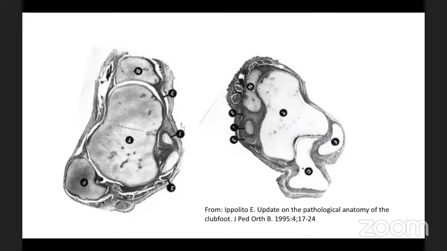These pictures are from Ippolito's paper and show cross sections through the level of the tip of the medial malleolus. On the left, the pathological left foot seen here on the right shows the displacement of the navicular with the exposed talar head, and the navicular butts the tip of the medial malleolus.